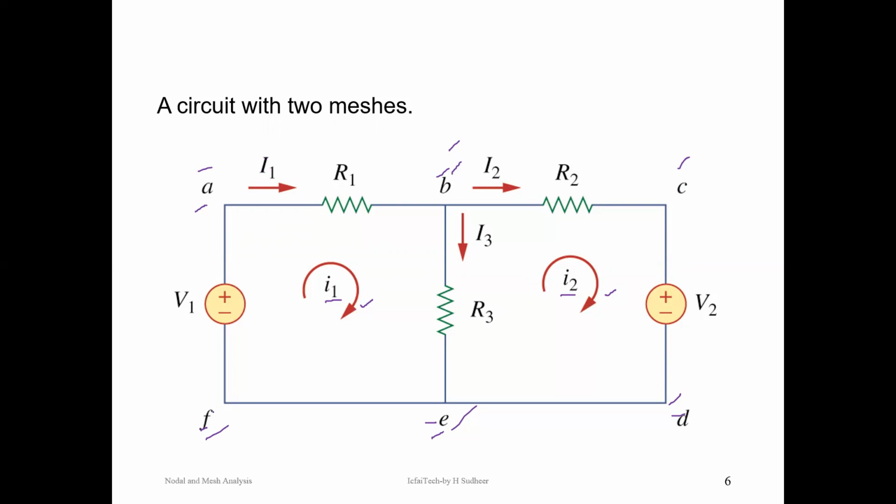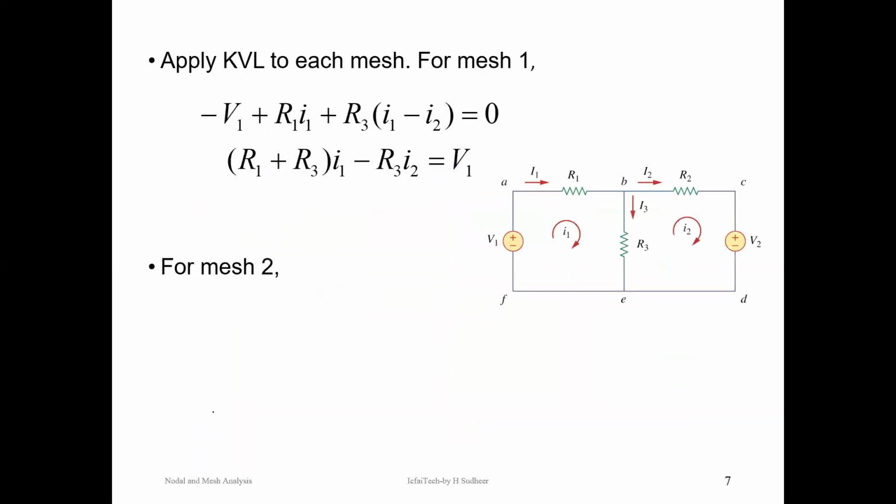So when you consider the mesh F to A to B, B to E, when you travel from F to A, you are encountering a voltage source, and you are touching the minus of the voltage source. Therefore, first we need to write down minus V1. Now, when you are traveling from A to B, you are encountering a resistance R1.